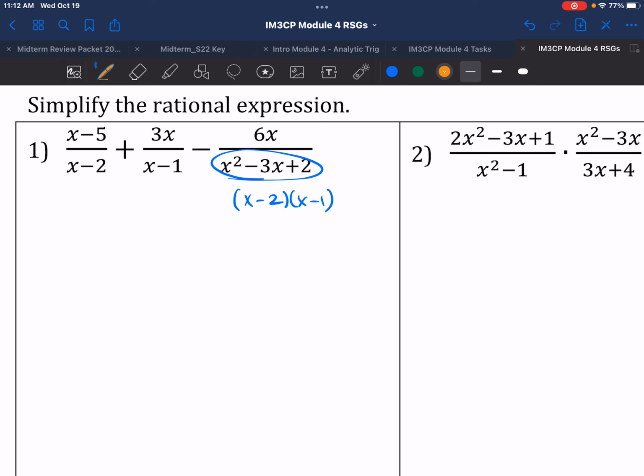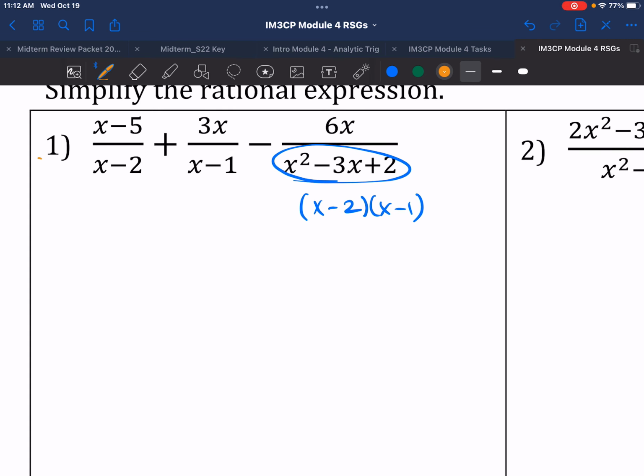In fraction 1, you are missing a factor of x minus 1, so I have to multiply top and bottom of the fraction by that. In fraction 2, you're missing x minus 2, so I need to multiply top and bottom of the fraction by that. Since the third fraction already has both factors, I don't need to multiply the third fraction by anything.